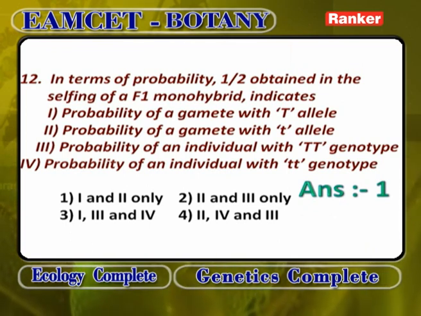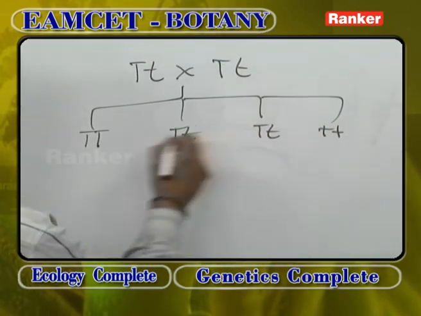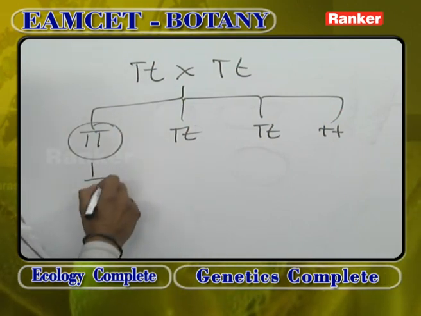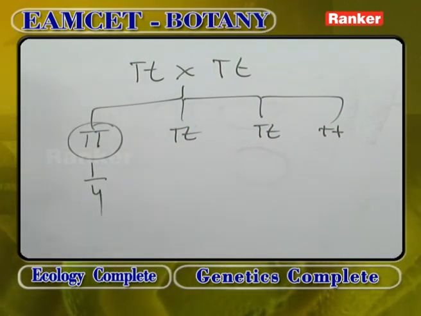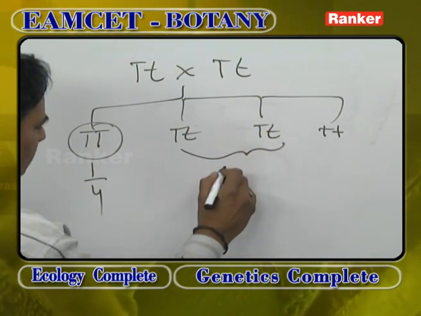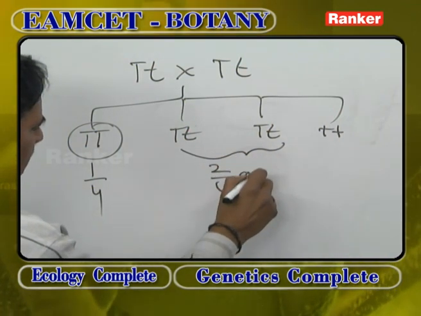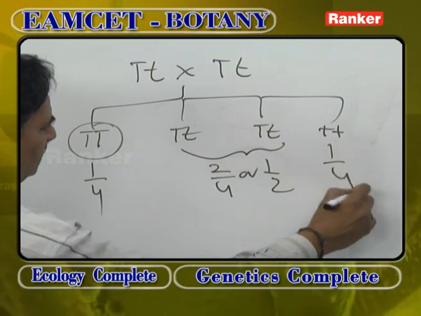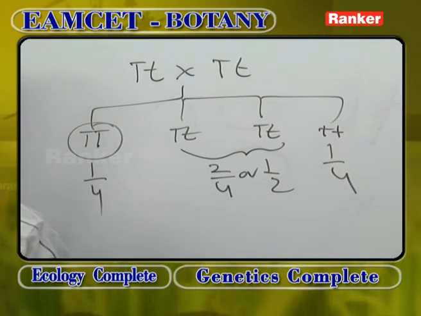In terms of probability, half obtained in the selfing of F1 monohybrid indicates 1 by 2. 1 by 2 is capital T, small t. When it combines with capital T, small t, 4 options appear: capital T capital T, capital T small t, capital T small t, small t small t. The probability of capital T is 1 by 4. The probability of capital T, small t is 2 by 4 or 1 by 2. The probability of small t is 1 by 4.